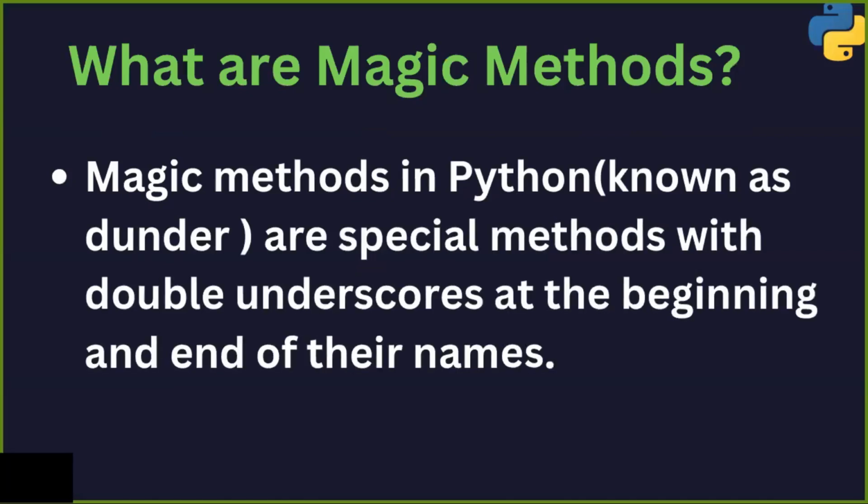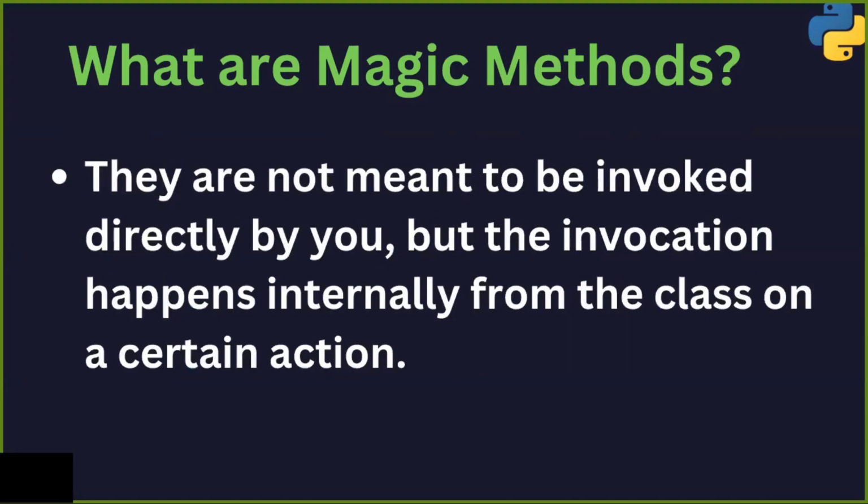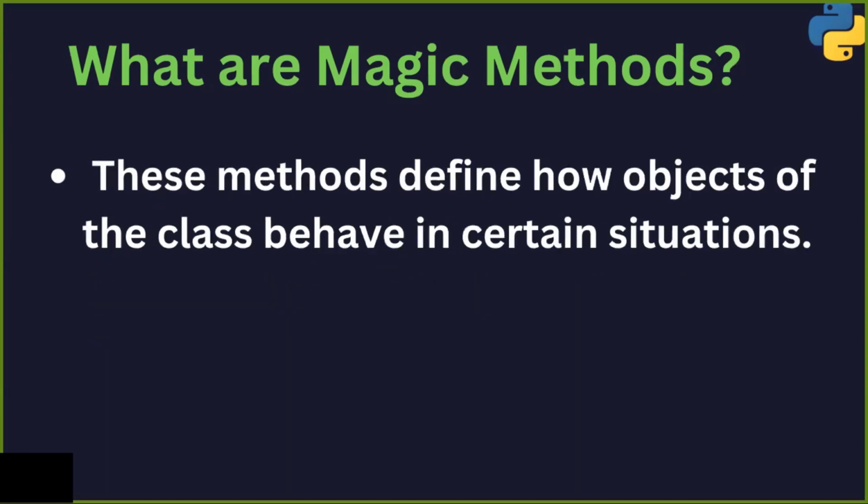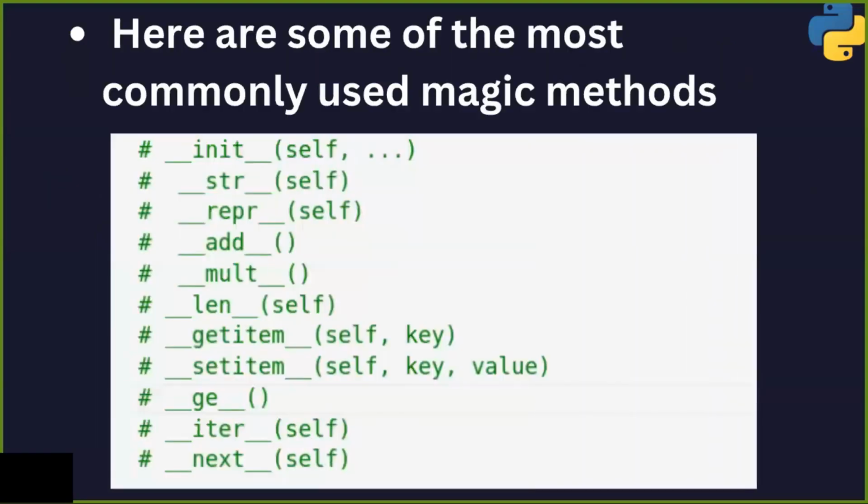Magic methods in Python, known as Dunder methods, are special methods with double underscores at the beginning and end of their names. They are not meant to be invoked directly by the programmer, but the invocation happens internally from the class on a certain action. These methods define how objects of the class behave in certain situations. Here are some of the most commonly used magic methods.